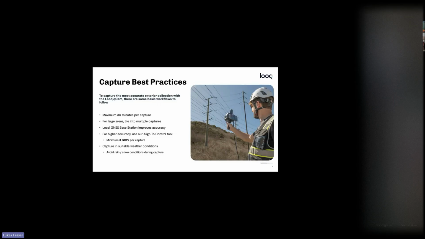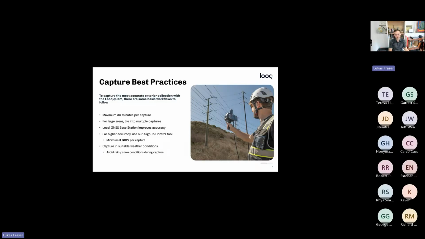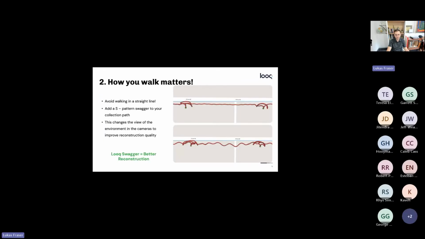We're going to dive into some specific capture examples and how we would do those, and then some common things. So we have bumped up our capture times. You may have been familiar with previously we were at 20 minutes. Now we're up to 30. So you can go a bit longer in the field, but for really large captures, you still have to tile it. Like I said, we'll dive into some specific examples there. We'll touch quickly on local base stations, how that impacts the accuracy, ground control points, and weather as well.